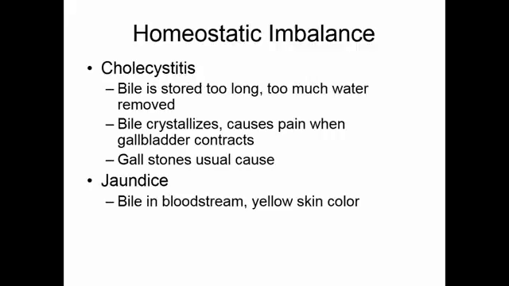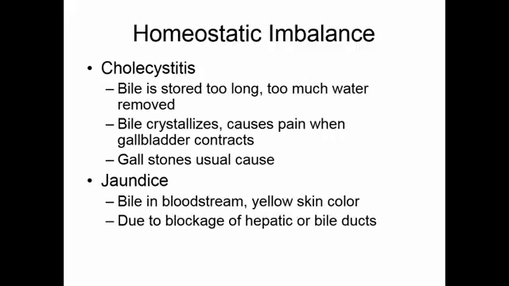Jaundice occurs when the bile that's supposed to be cleared by the liver backs up in the bloodstream. This makes the skin yellow in color. This is what jaundice is. This is typically due to a blockage of the hepatic or the bile ducts. The bile cannot get into the small intestine, and so it ends up in the blood. Jaundice is usually an indication of either hepatitis or cirrhosis of the liver.